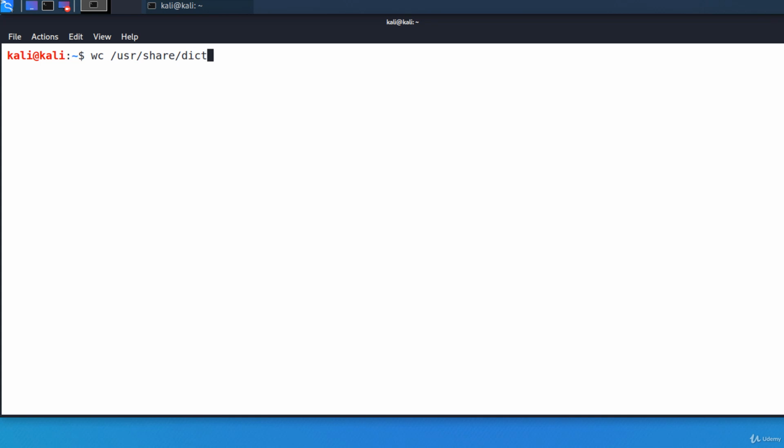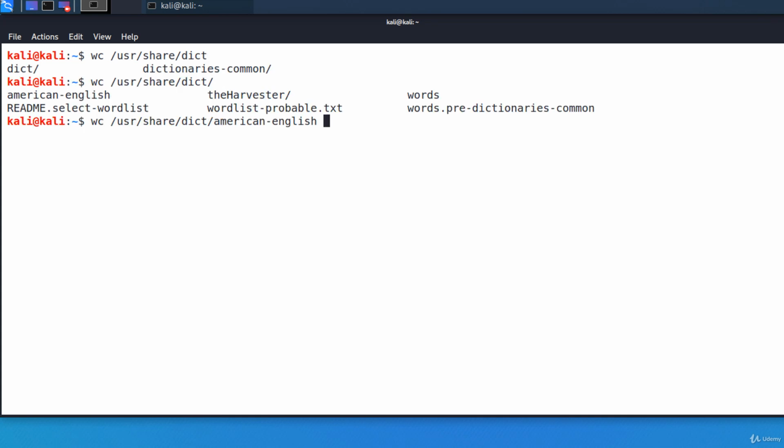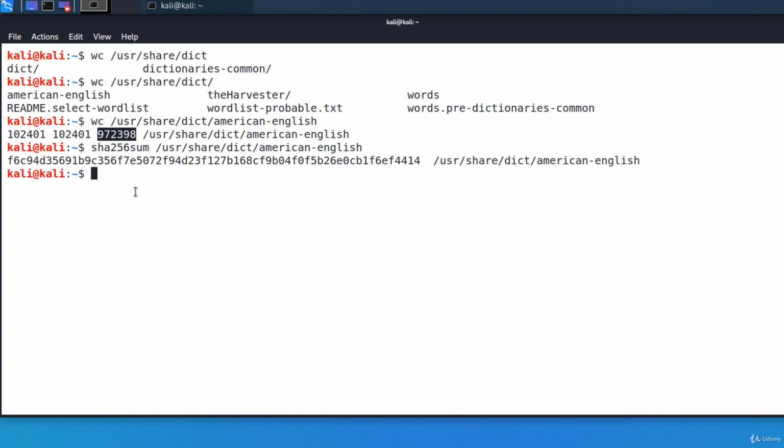/usr/share/dict/american-english. There are almost 1 million characters. Let's calculate the hash of that file. This is the hash, and I'll change a single character.